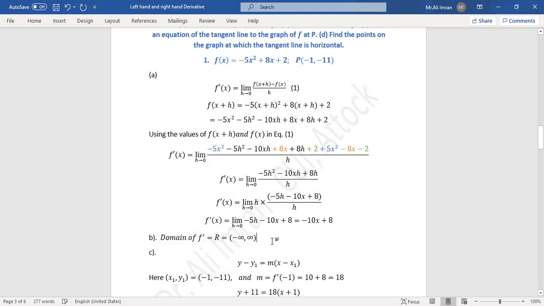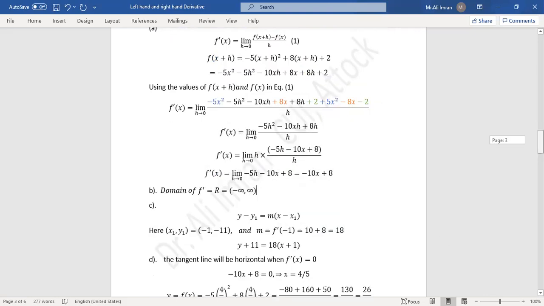Now, in B part, we have to find the domain of f prime. As f prime of x is equal to minus 10x plus 8, this is a polynomial function. There is no denominator involved in it. So its domain will be set of whole real numbers. It can be shown by R or minus infinity to infinity.